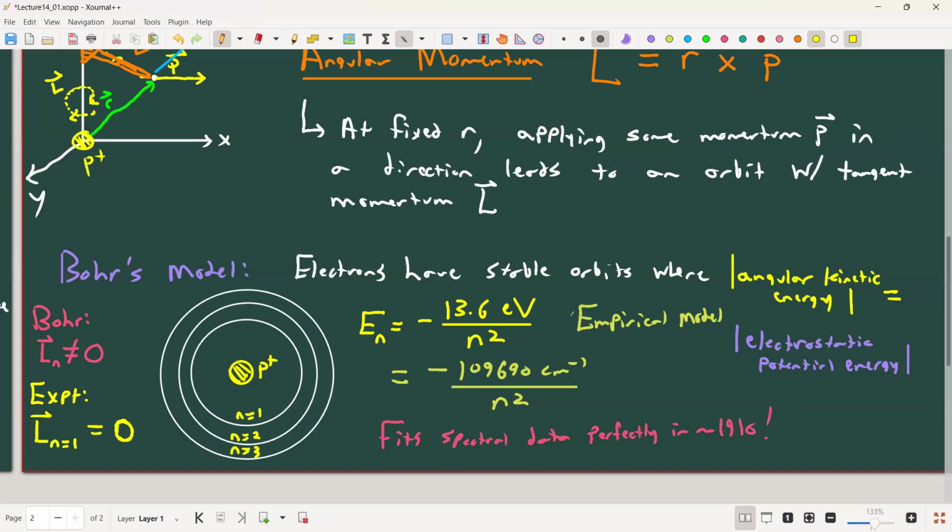So the question, of course, is the strategy and how we solve this problem. In some sense, we have two different types of motion. We have this radial motion due to the potential energy of the electrostatic. It's a function of R. And then we have this angular momentum, which is at fixed R.